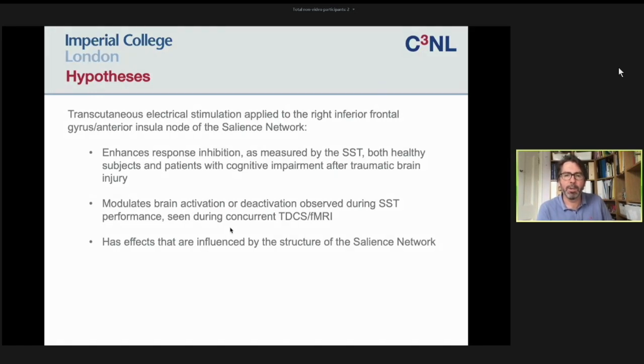We had a setup where we could do simultaneous tDCS in the scanner. So we recorded functional MRI at the same time as providing tDCS stimulation. And then we could look at whether stimulation modulated brain activation or deactivation during performance of this task. And also we wanted to specifically test whether the response of this was influenced by the structure of the salience network, and in particular its structural connectivity, so the structure of the white matter tracts within the network.